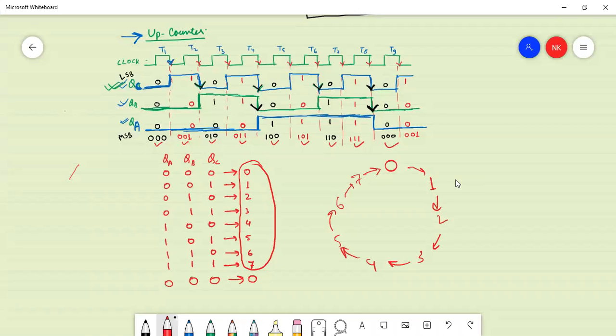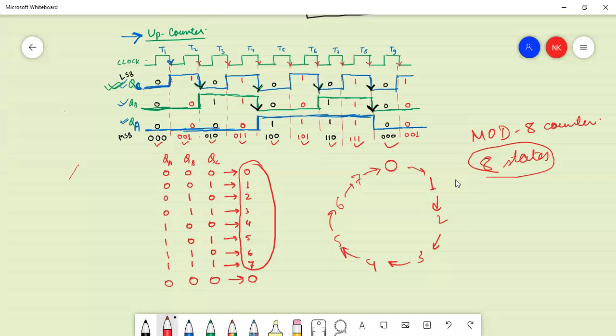So how many states are there? 8. Total of 8 states we have. So this is known as mode 8 counter. Okay, and the counting will be from 0 to 7. Now if we have n is equal to 5, then what is the mode? Please tell me. If n is equal to 5, then what is the mode? So 32. Is it 32?